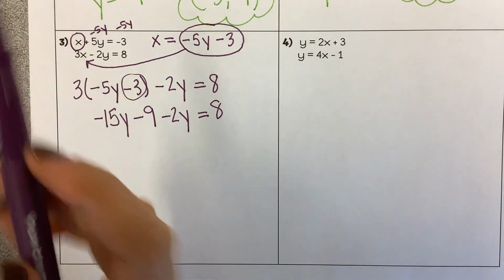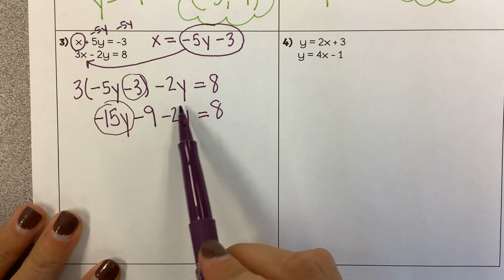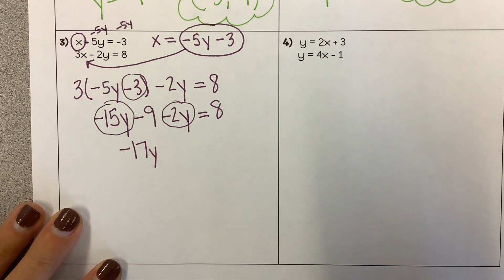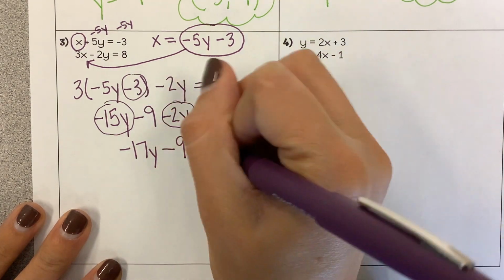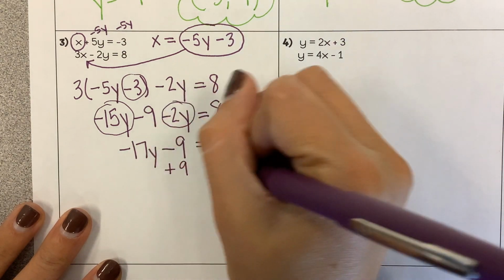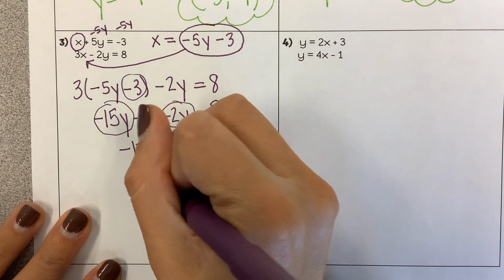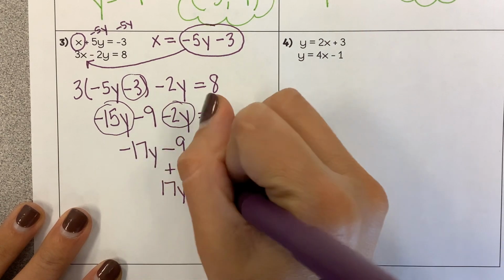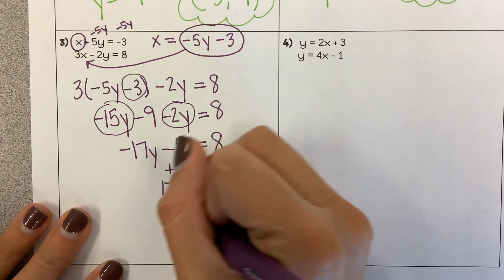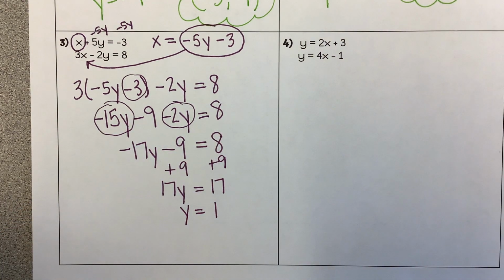I'm going to simplify first. We have negative 15y and negative 2y, which is negative 17y, minus 9 equals 8. Next thing I'm solving, if I'm subtracting 9, I'm going to add 9 to both sides. So I get 17y equals 17, and I divide both by 17, so I get that y equals 1.